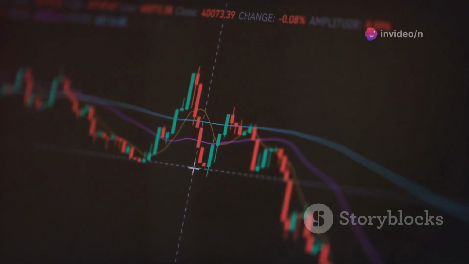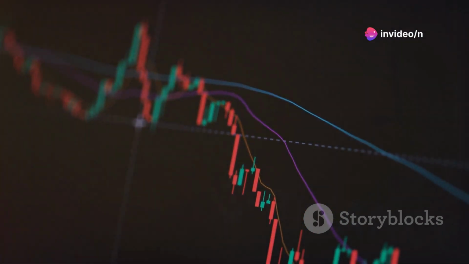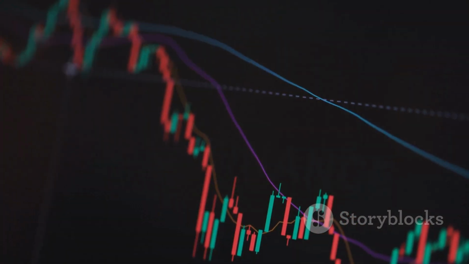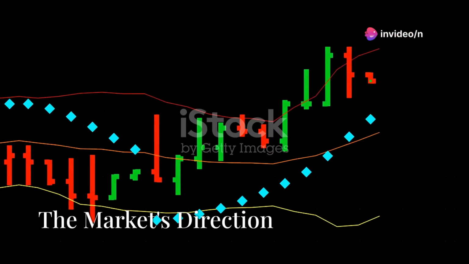Candlestick charts are particularly useful for identifying potential trading opportunities because they provide a clear visual representation of the balance between buying and selling pressure, helping traders to anticipate market movements and plan their strategies accordingly.